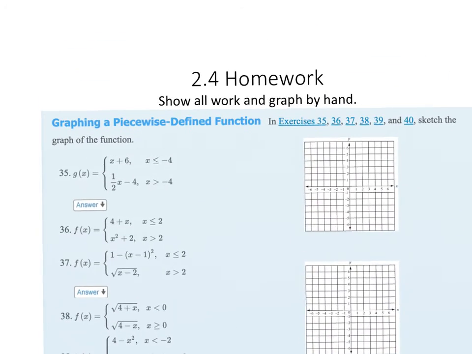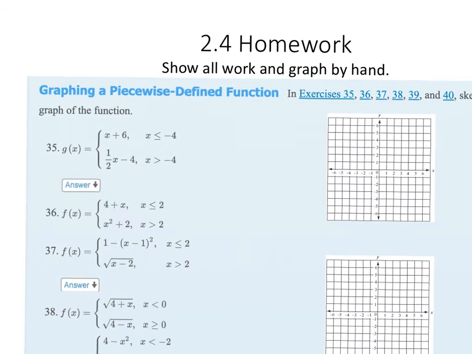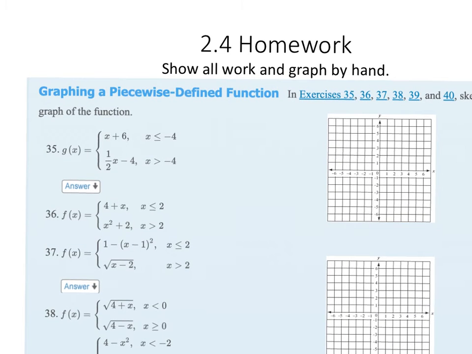So for number 35, we can do two things here. We can realize that we do have two linear functions, and you could graph them using your y equals mx plus b, start at the y-intercept, and then move your slope, and then erase whatever you don't need based on the restriction here in the inequality. Or you could do a table for each.